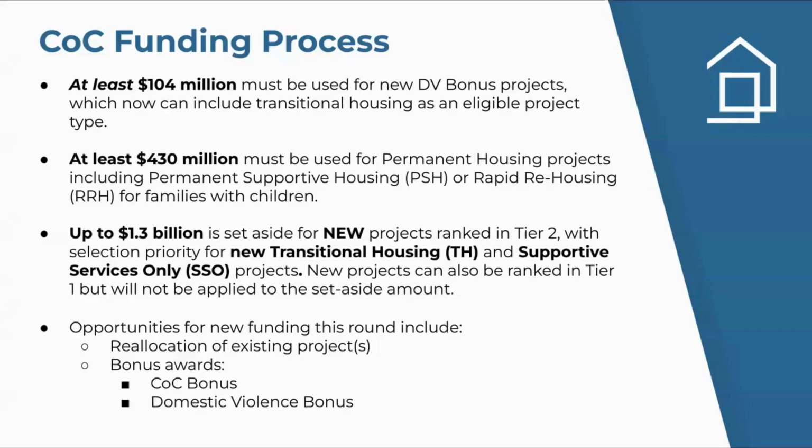The way that we bring new funding into our community is through the reallocation of existing projects, meaning we're taking one project away and putting a new project in its place, and then bonus awards. So the CoC bonus is for any project, and then the DV bonus is only for DV specific projects. And once we have those numbers, we'll be able to then determine about how many projects we'll be able to fund through the new process.